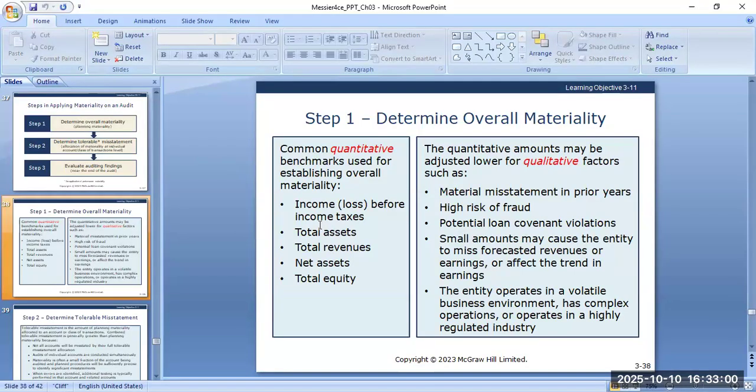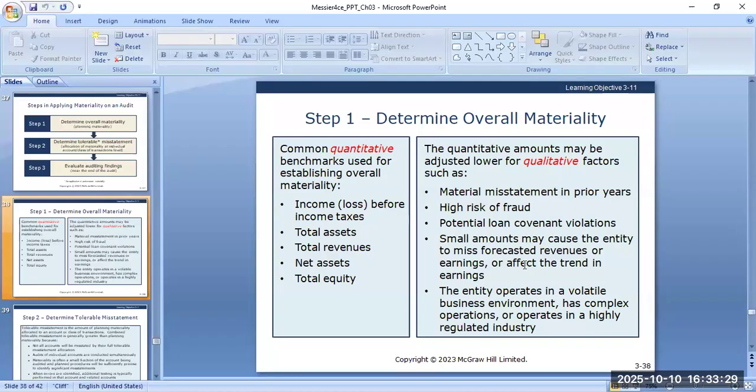If the risk of fraud is very low, then that's going to affect the quantitative amount. Potential loan covenants violation: if we sense a probability of violation of the loan covenants, we have to adjust the amount that we're going to use for the materiality.